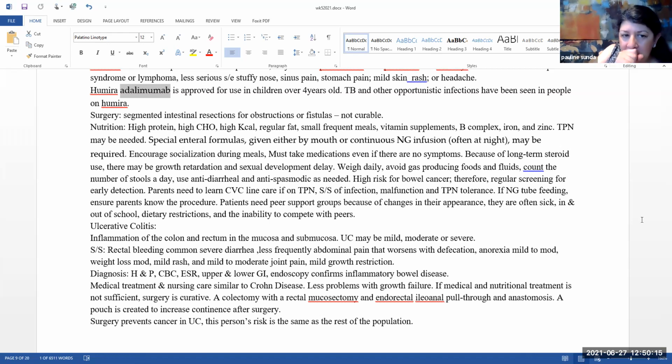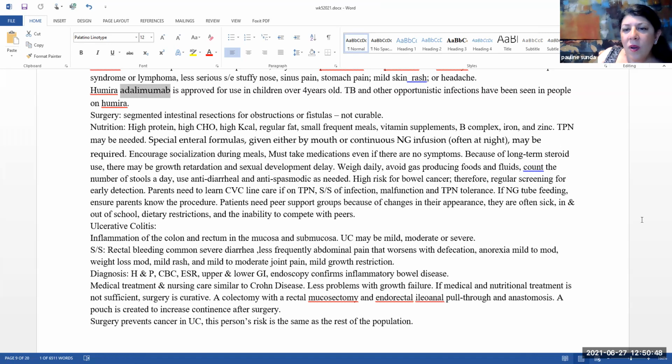TPN may be needed. Special enteral formulas given either by mouth or continuous nasogastric infusion, typically done at night, may be required. We do want to encourage socialization during meals. They must take their medications even when there are no symptoms. Because of the long-term steroid use, there may be growth retardation and sexual development delay. We want to weigh these children daily.